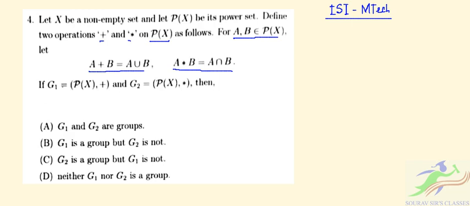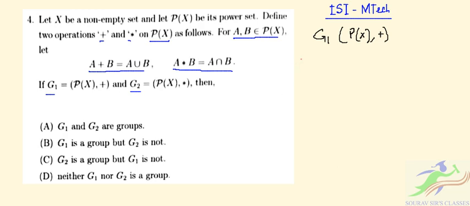Now we have been given these two structures, G1 and G2, with this power set and the operator. We have to find which of these is a group, whether G1 or G2 is a group or not. So this is the question. First we have to check group by group. The first one we will take is G1, which is the power set of X with the addition operation. We will check the properties of the group with G1. If it satisfies them, then we can say G1 is a group.